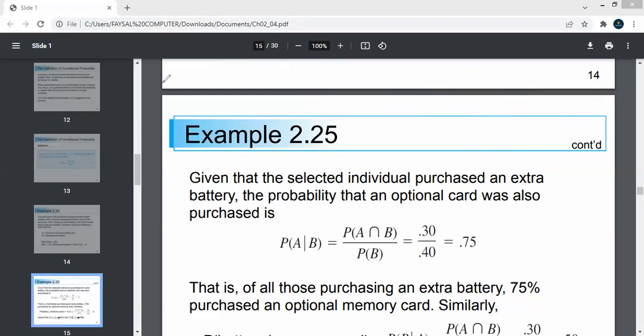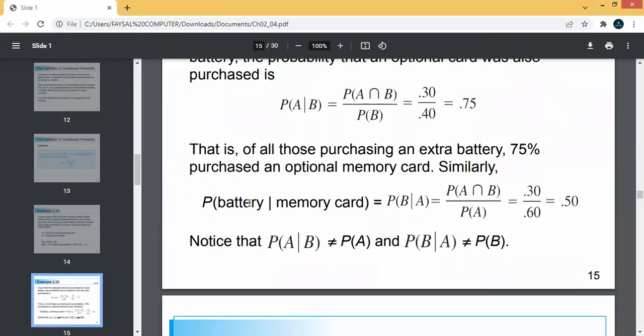So this will be for B. Similarly, I have to find the probability of battery with memory card, so that is B given A. It will be the probability of A intersection B, which is 0.30, divided by the probability of A, which will be 0.60. So I have to divide both. So the answer is 0.50.